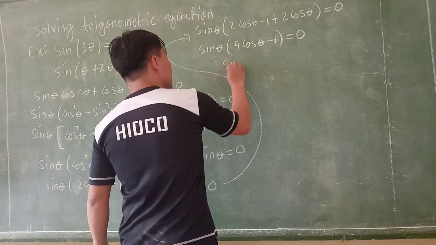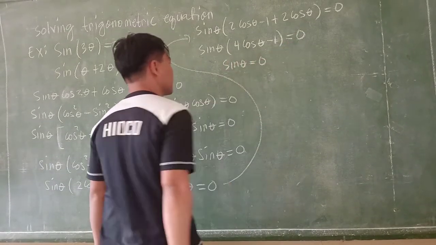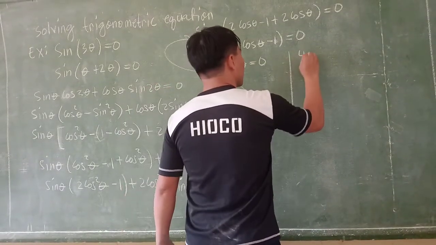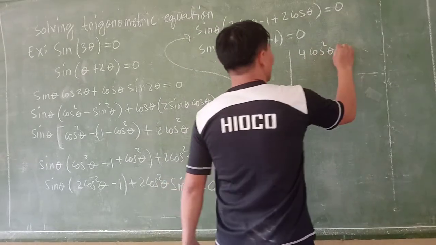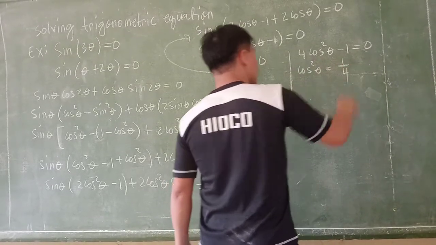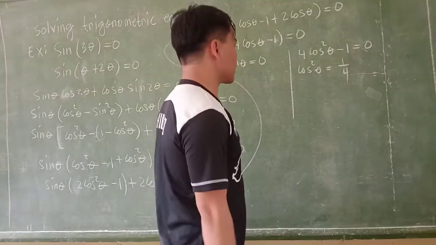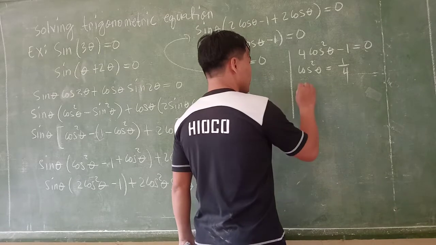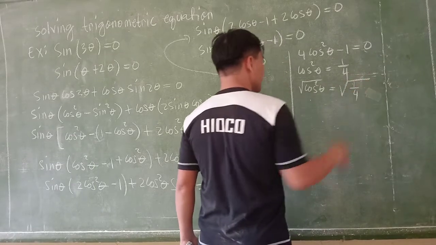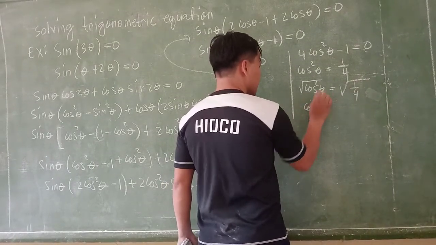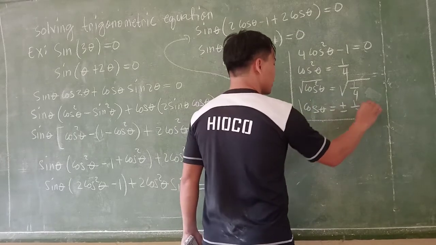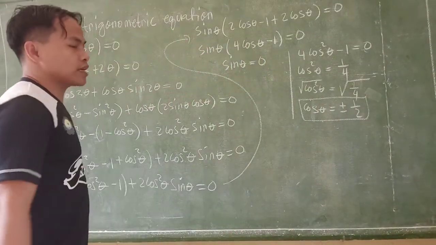First, we have sin theta is equal to 0. Next, we have 4 cos squared theta minus 1 equals 0, or cos squared theta is equal to 1/4. Transpose the 1, divide by 4, so cos squared theta is equal to 1/4. Then, getting the square root of both sides, cos theta is equal to plus or minus 1/2.